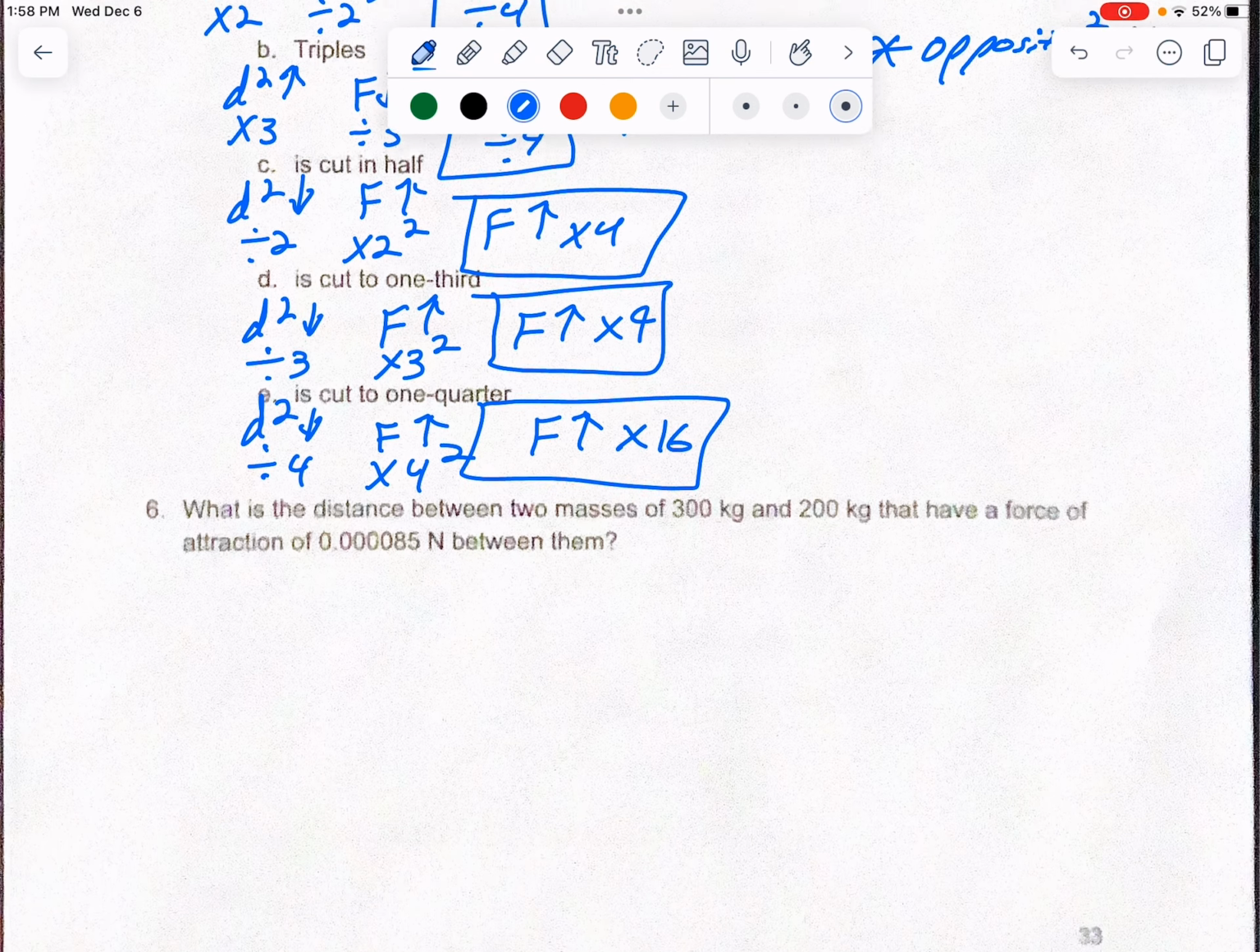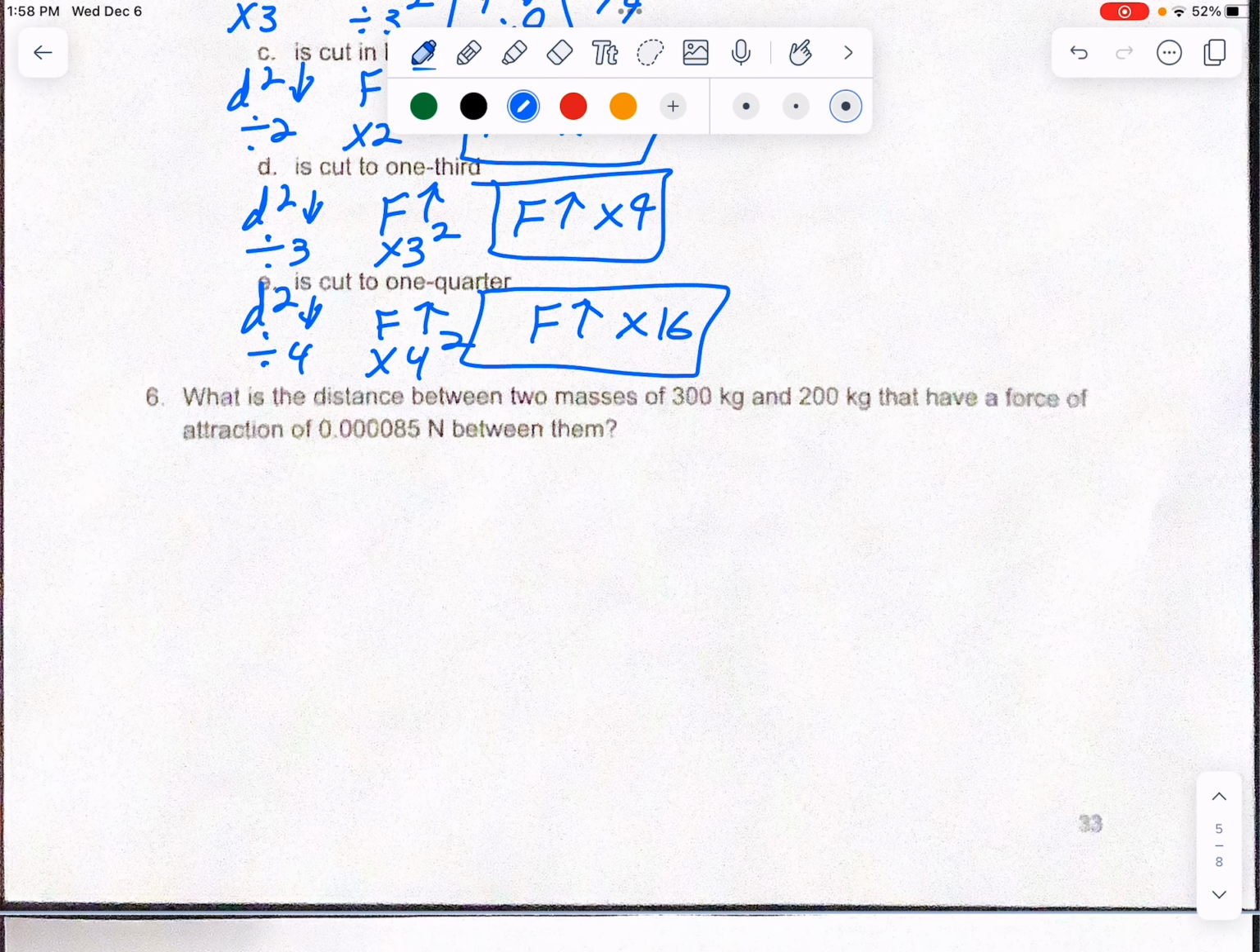And there it is. Okay, number 6 is, what is the distance? So you're looking for the distance between two masses, 300 kilograms and 200 kilograms. So there's M1, there's M2. They have a force of attraction of 0.000085 newtons. There's your F. Okay, so we're going to plug in.